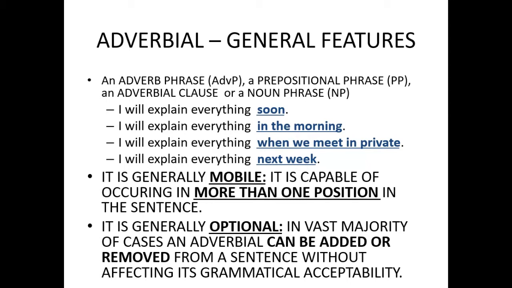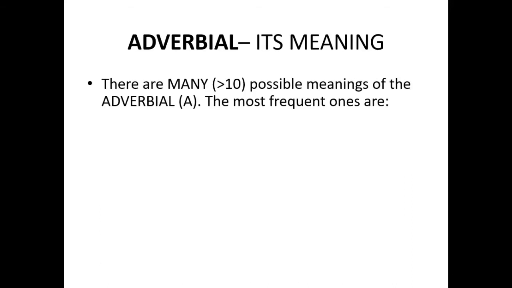I will explain everything when we meet in private. When we meet in private, I will explain everything. And most importantly, it's optional. It can be added or removed. You can simply say, instead of all these sentences, I will explain everything. When it comes to the meaning, it is actually quite useful.